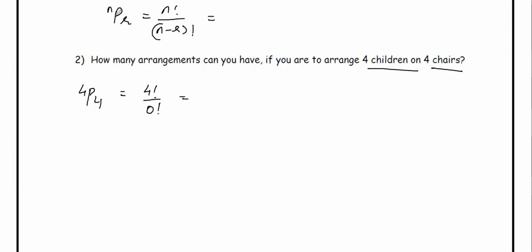So in this case, n is 4 factorial and n minus r is 4 minus 4, 0 factorial. And remember, 0 factorial in permutations is 1. So your answer is 4 factorial, or 24 ways.